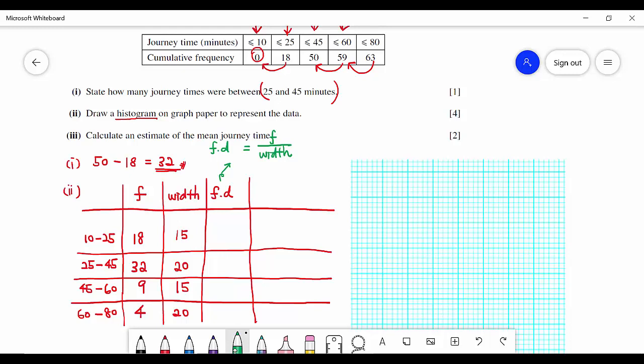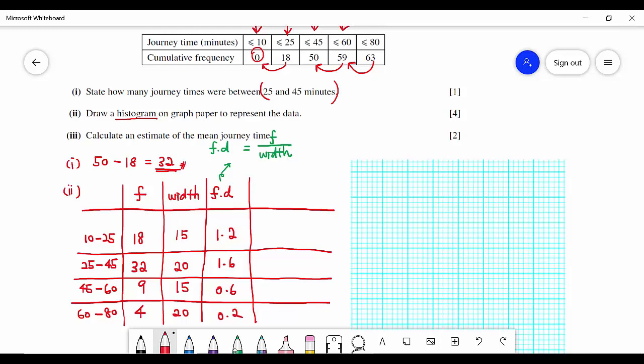For the first class, you will get 1.2 as your frequency density. The second class, you will get 1.6. Then the third one, you should get 0.6. And also the last one, you will get 0.2.